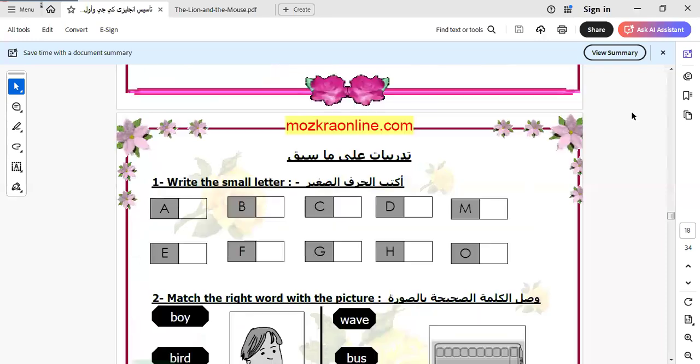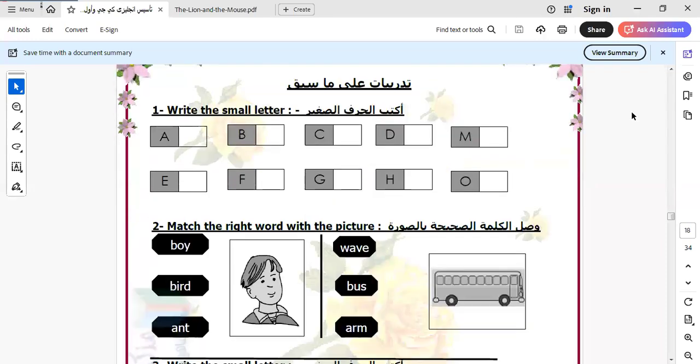Last class, we learned how to write the small letters of capital letters. Here we have capital A and small a, capital B and small b, capital C and small c, capital D and small d, capital M and small m, capital H and small h, capital O and small o, capital G and small g, capital F and small f, capital E and small e.